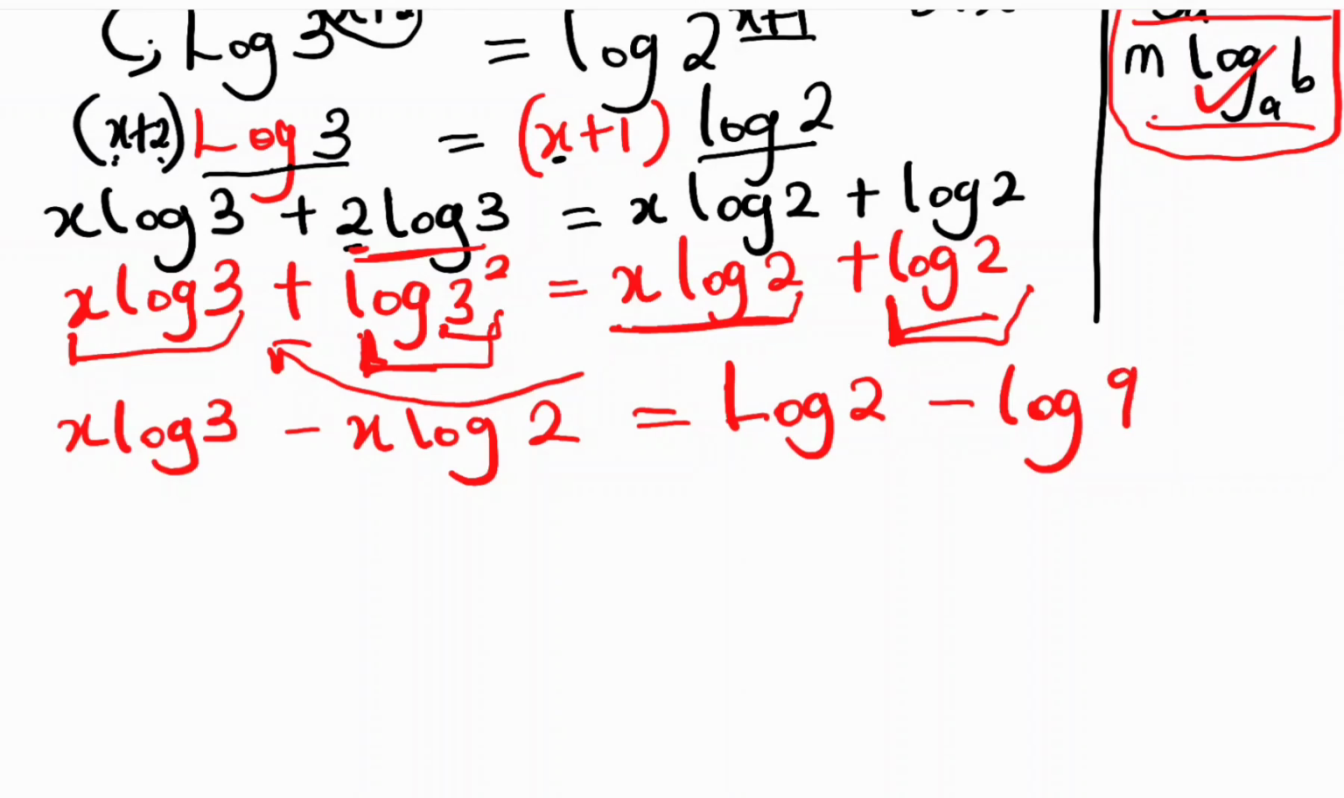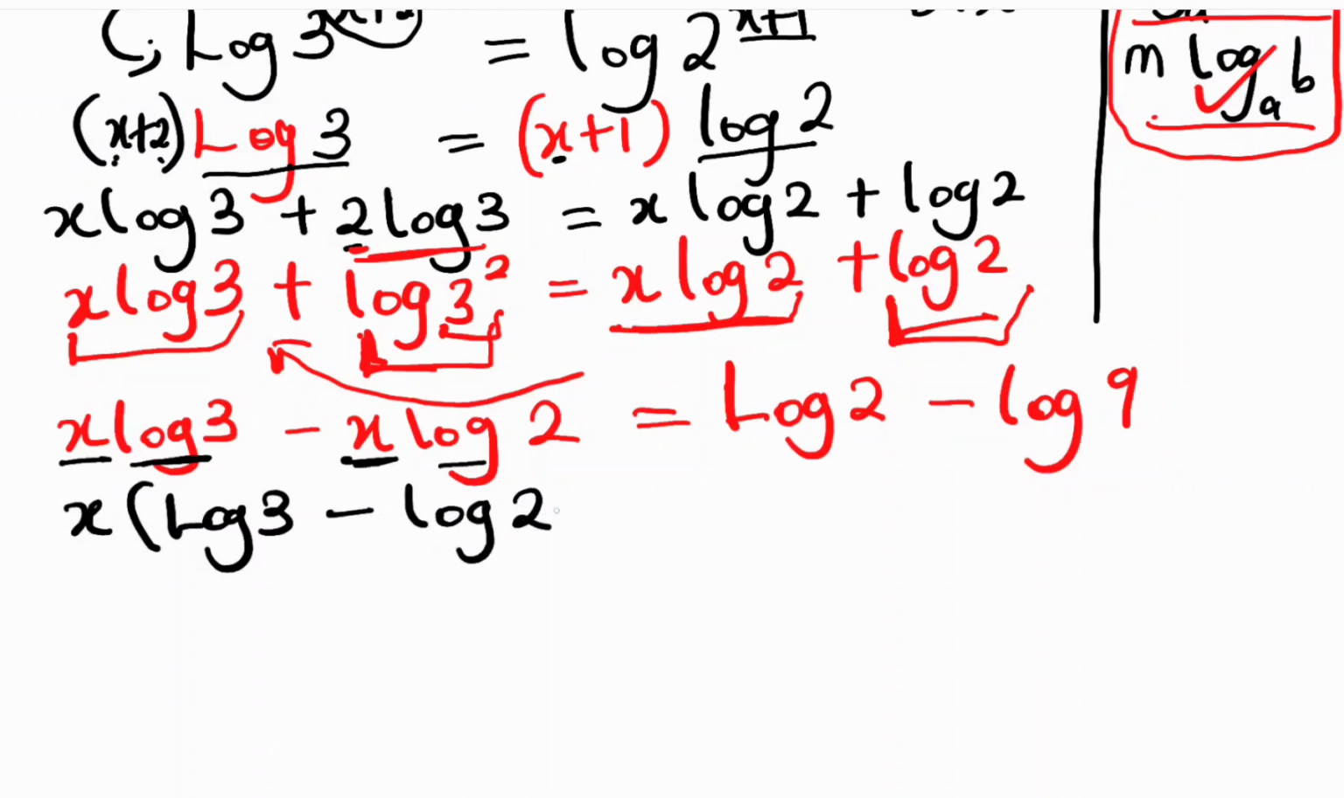Okay, so since we have this, observe one thing, x is common in these two, so I can factor out x. If I factor out x, I'm left with log 3. If I factorize out x here, I'm left with log 2. And this is equal to, if you look at this, I'm still having nothing to factor, log 2 minus log 9.